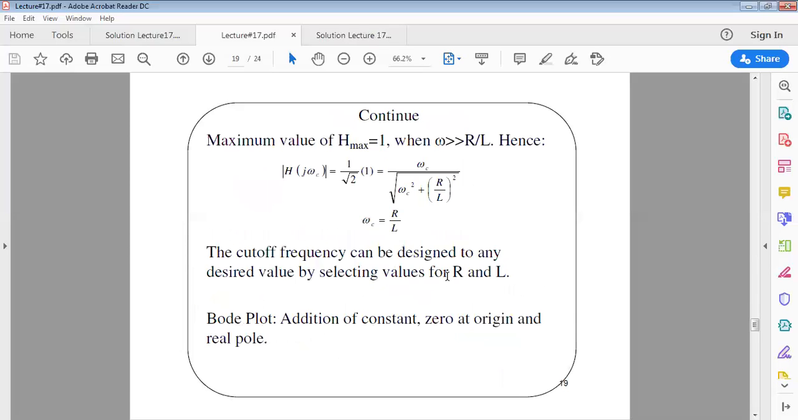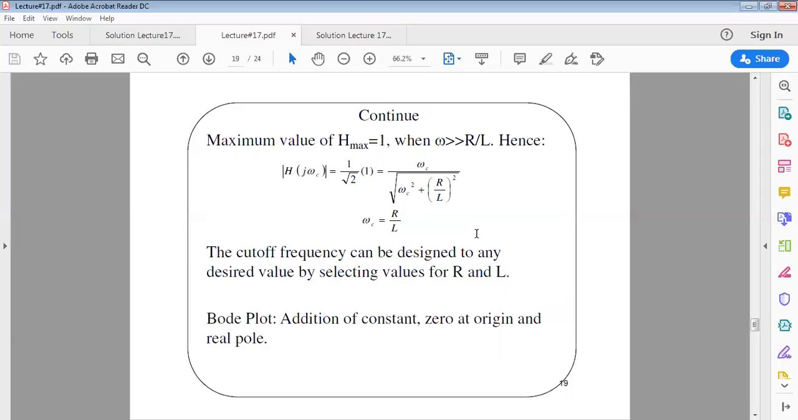Again, the cutoff frequency for this filter will be R over L, which is the same as what we saw before for the low-pass filter. So again, we can design the filter according to our specification by simply choosing the proper values of R and L to give us the required cutoff frequency.